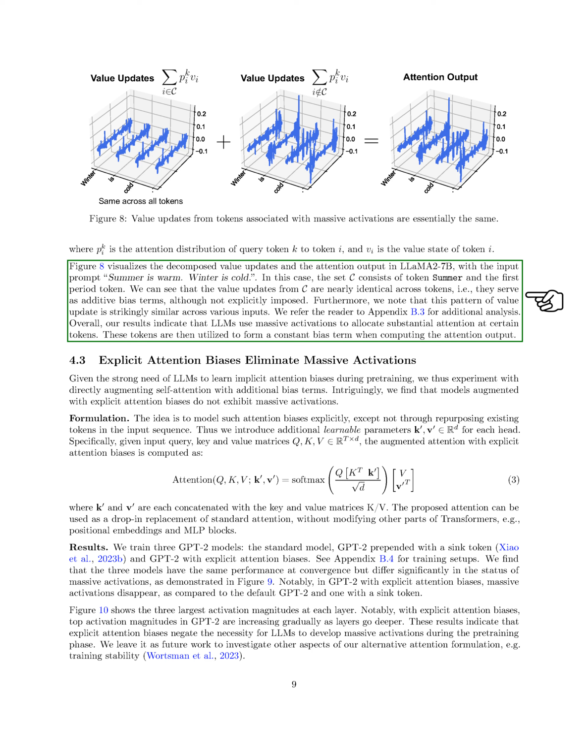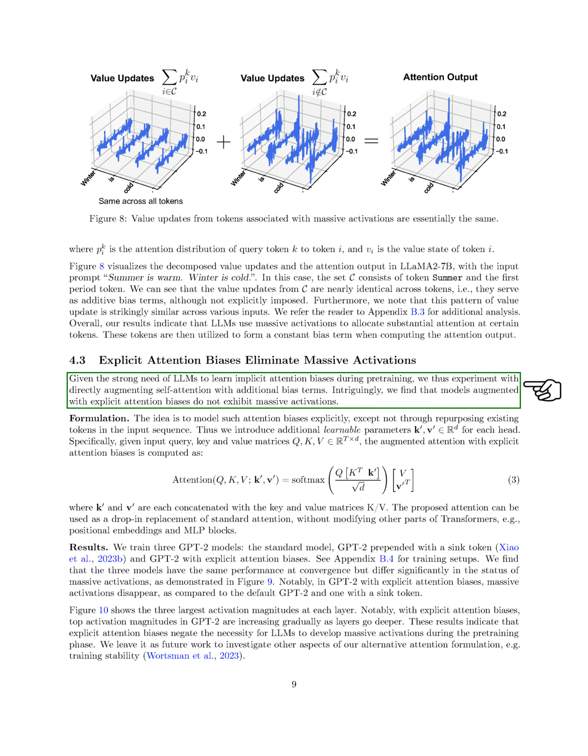Moving on, we experiment with introducing explicit attention biases to see if we can eliminate the need for massive activations. By adding extra learnable parameters to the attention mechanism, we find that models equipped with these explicit biases do not show the massive activations characteristic of standard models.